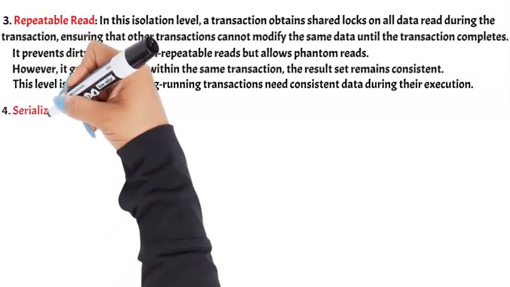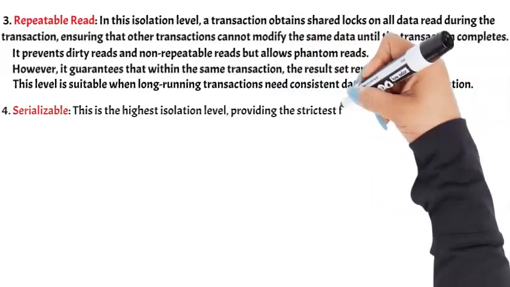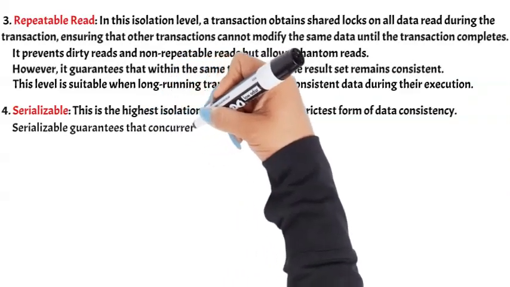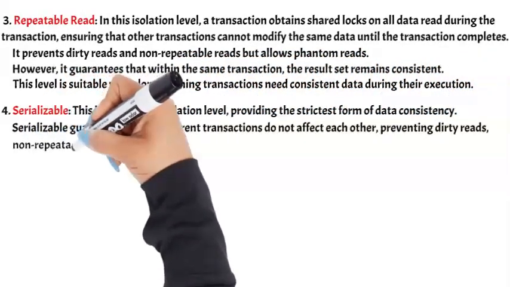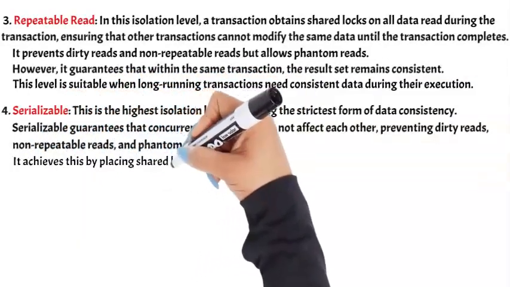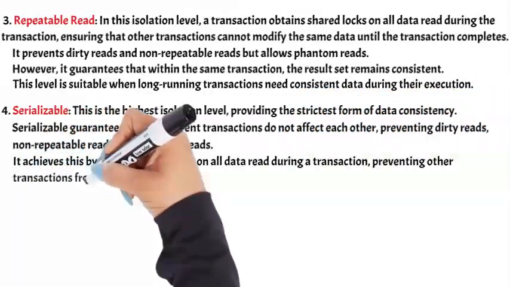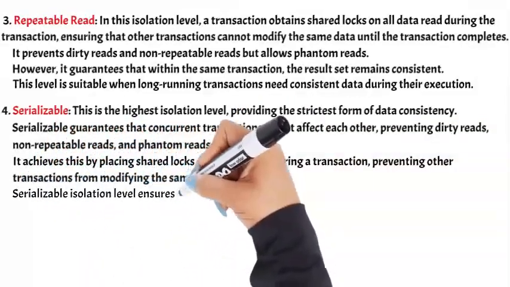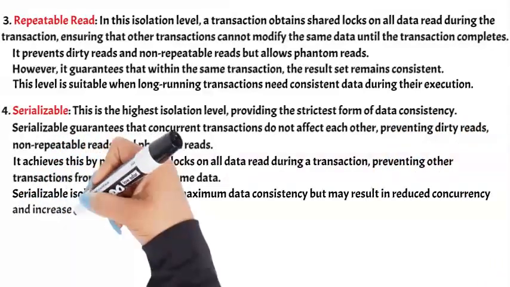4. Serializable. This is the highest isolation level, providing the strictest form of data consistency. Serializable guarantees that concurrent transactions do not affect each other, preventing dirty reads, non-repeatable reads, and phantom reads. It achieves this by placing shared locks on all data read during a transaction, preventing other transactions from modifying the same data. Serializable isolation level ensures maximum data consistency but may result in reduced concurrency and increased contention.